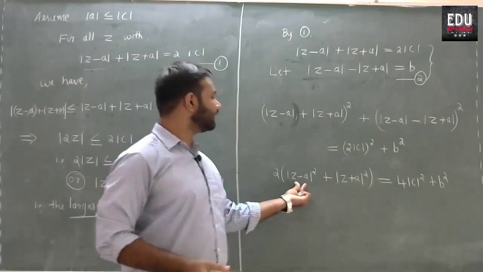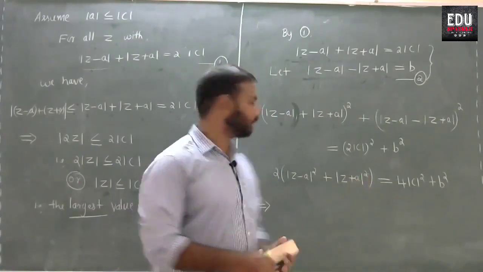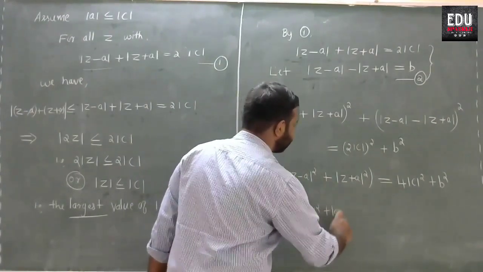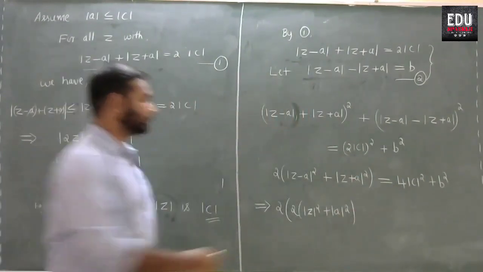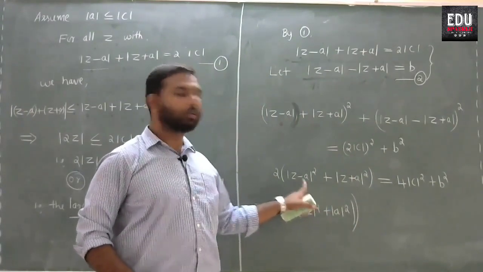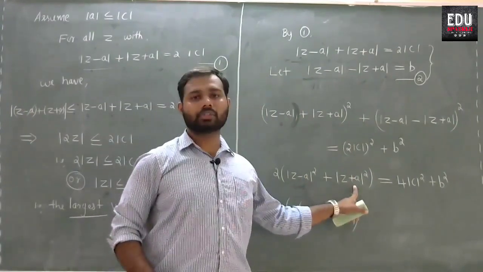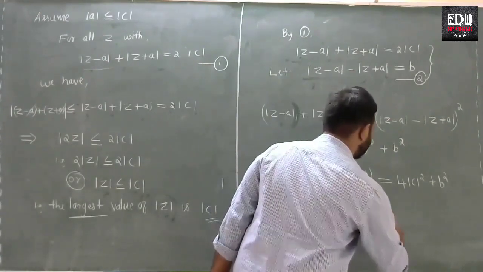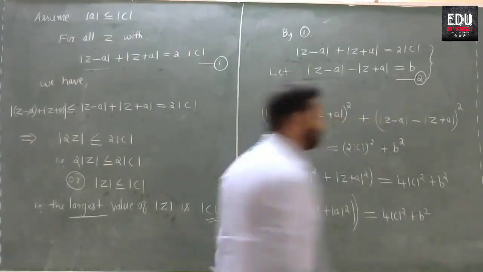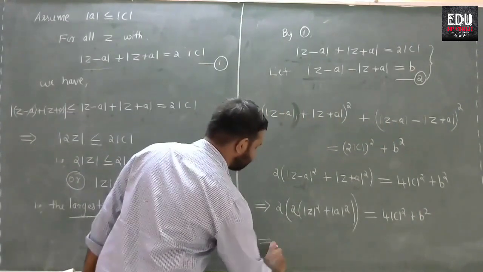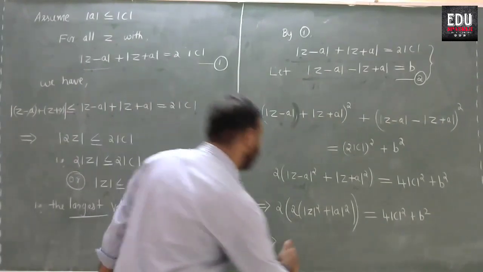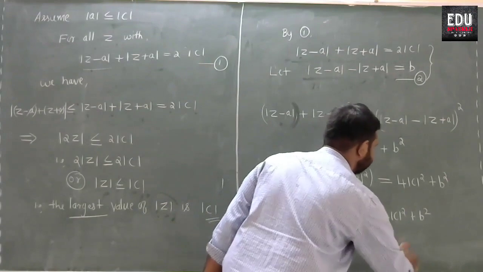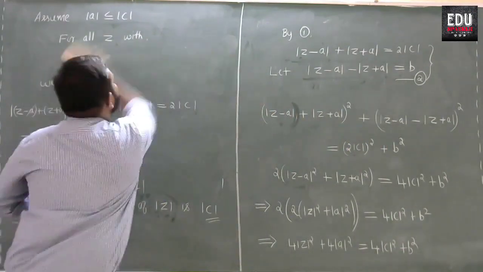Okay. Now |z − a|² + |z + a|² is actually 2(|z|² + |a|²). So we can expand these two. Here −2zā and here +2zā get cancelled. You will be left with 2 times this, which is equal to 4|c|² + b². Now this implies, multiplying by 2, it will be 4|z|² + 4|a|² equal to 4(|c|² + b²).